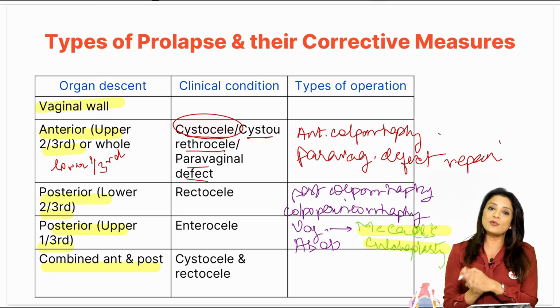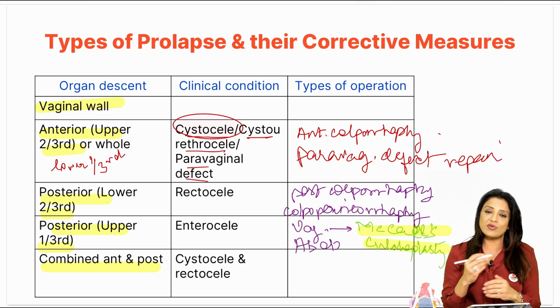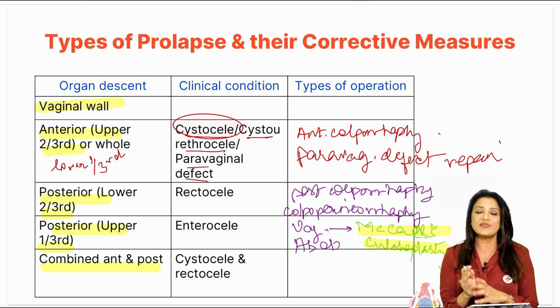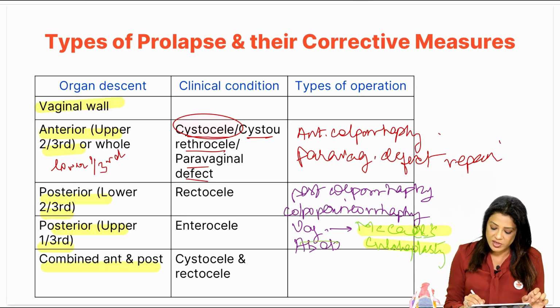Similar thing can be done abdominally, which is known as Moschcowitz surgery, but we are not going to discuss it here. That we will come to in the other slides. Moschcowitz and Halban's repair are abdominal repairs of the enterocele sac, which are not done anymore. Okay, so McCall's culdoplasty you should know. We are not discussing the abdominal one.